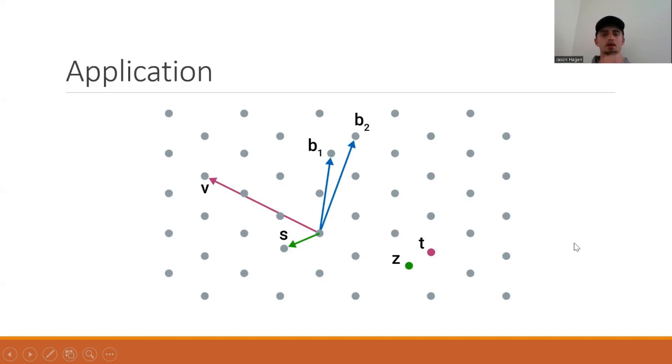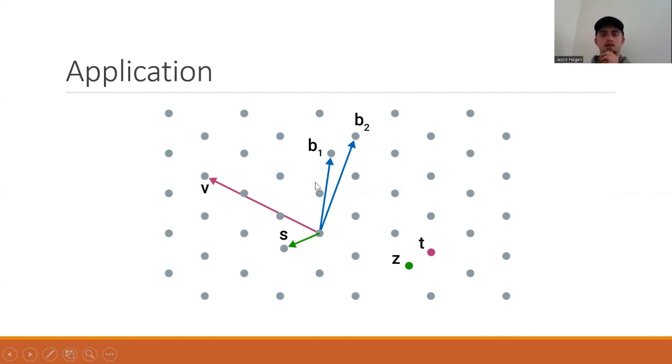So the application is as such. Imagine we have two sets of basis vectors for this lattice, just a simple two-dimensional lattice. The first basis would just be S and V. That basis is called a good basis because it's very easy to understand. So if we wanted to get to, say, this point here, we could just do 1 times V minus S. So it'd be 1V minus 1S, and that would get you to this point.